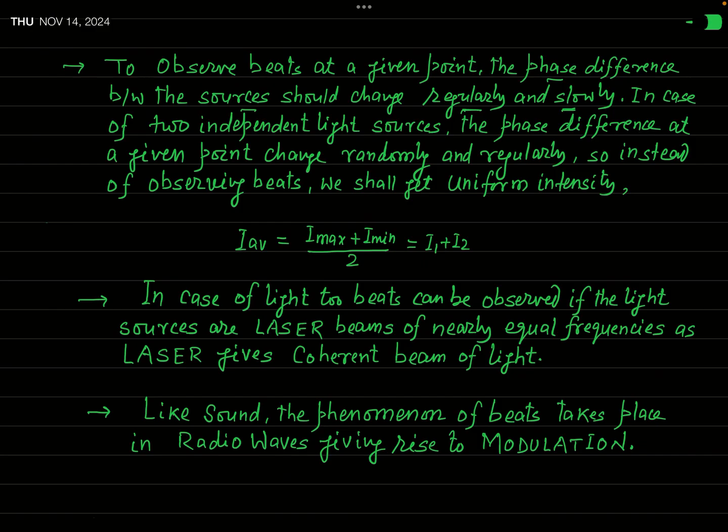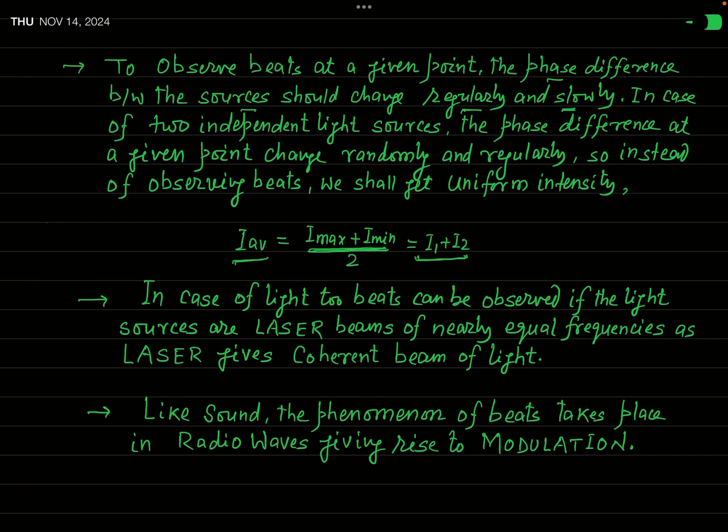And what will be that uniform intensity? That will be the average value of the maximum and the minimum intensity. It means I average, which is equal to I max plus I min divided by 2, that is simply equal to I1 plus I2, where I1 is the intensity of the first wave at that position and I2 is the intensity of the second wave. So we will observe a constant intensity, not an intensity which varies in a periodic manner.